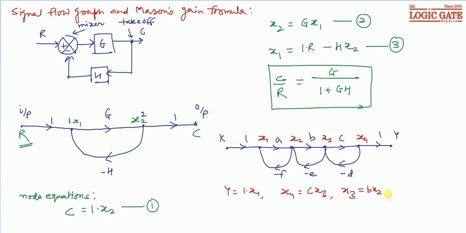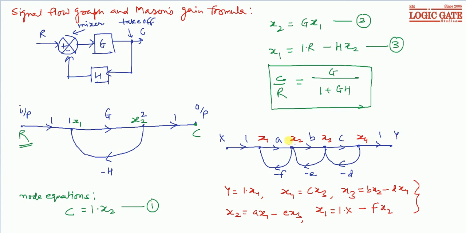And then for the X3 node, equation is BX2 minus D X4, and then for the node with variable X2, node equation is AX1 minus EX3, and for the node with variable X1, equation is 1X minus F X2.